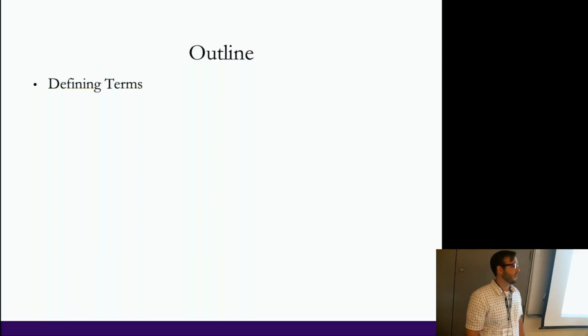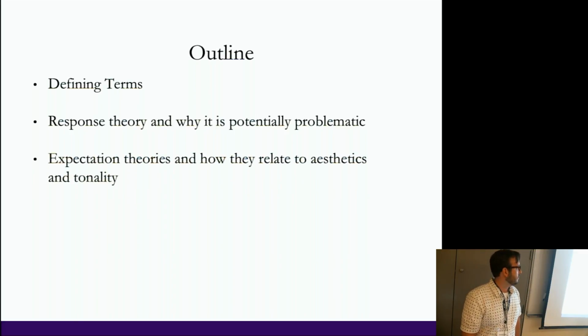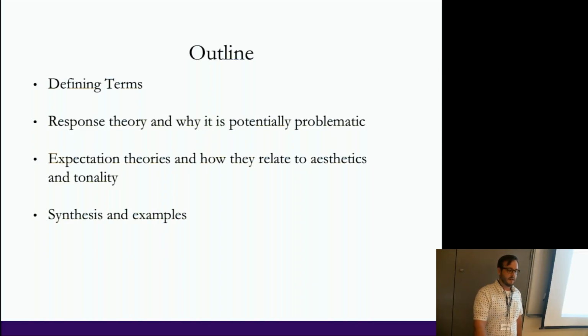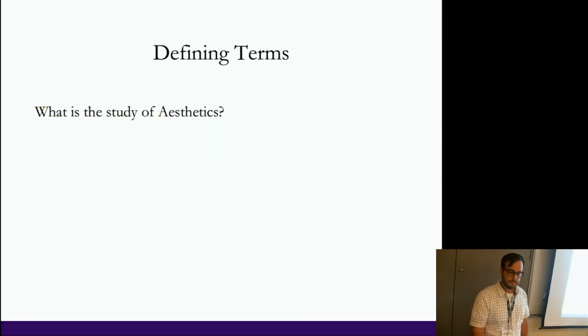So just to outline, I'll define some terms here and how I'm using them, as I already used a few terms that are very specific in the way that I'm using them, and then talk about response theories for a little bit, and expectation theories and how they relate to my greater question in tonality and aesthetics, and then synthesis and example, caveats and conclusions. So in philosophy, there are generally considered three main branches. We have metaphysics, epistemology, and ethics. I'm concerned with the first two, metaphysics and epistemology, in the direction that it goes. So in metaphysics, you're claiming to know something, and then the epistemology is how you know that. I won't deal with ethics today, but that would be something to talk about in the future.